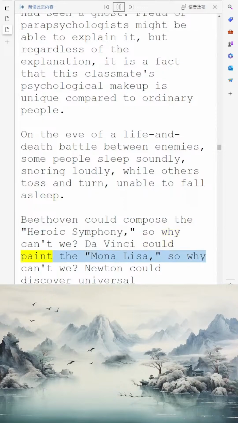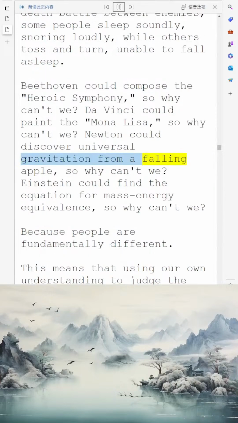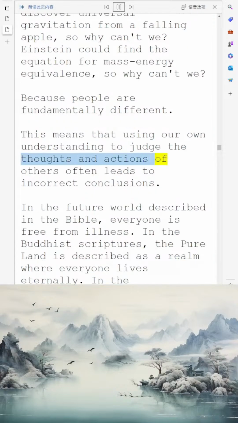Beethoven could compose the heroic symphony, so why can't we? Da Vinci could paint the Mona Lisa, so why can't we? Newton could discover universal gravitation from a falling apple, so why can't we? Einstein could find the equation for mass energy equivalence, so why can't we? Because people are fundamentally different. This means that using our own understanding to judge the thoughts and actions of others often leads to incorrect conclusions.